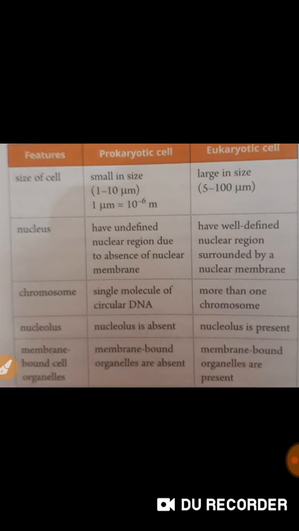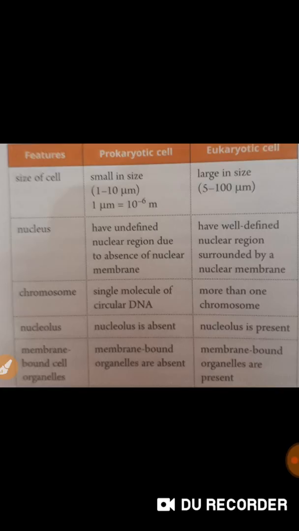Now, many of the functions of these cells are performed by poorly organized parts of the cytoplasm. Tiny cell organelles are not there. There are poorly organized parts, we cannot call them cell organelles, but they perform certain functions. Examples of prokaryotic cells are blue-green algae and bacteria. Their size is very small, 1 to 10 micrometer, and 1 micrometer is equal to 10 raised to minus 6 meter.